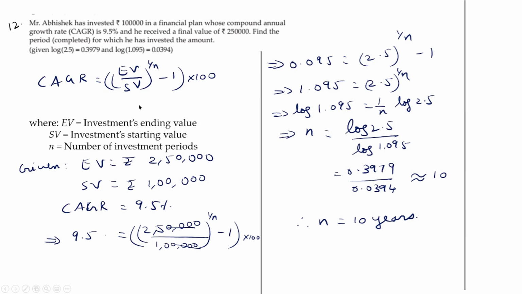In this question, writing the formula carries 1 mark. Then substituting the values and up to this step carries 1 mark. Remaining steps and the final answer carries 1 mark.